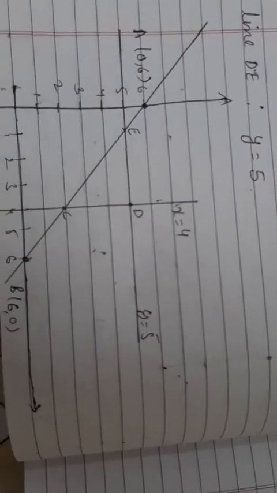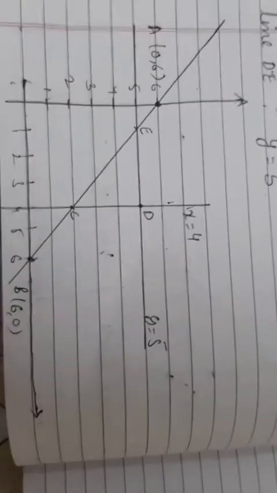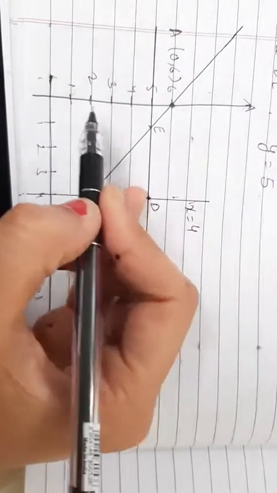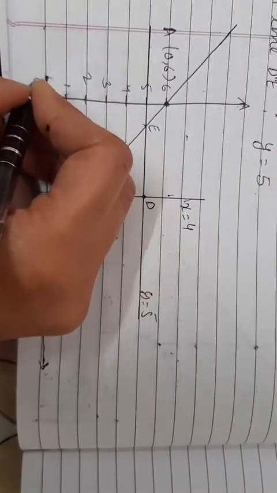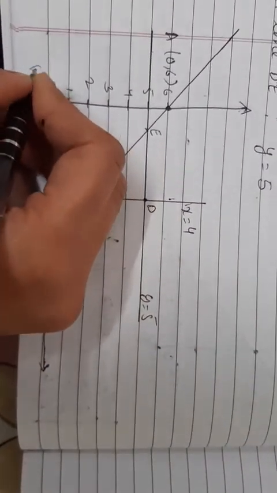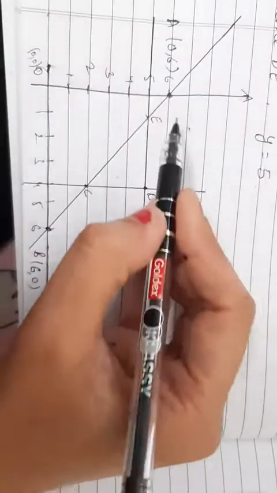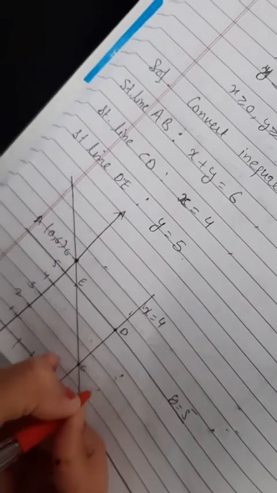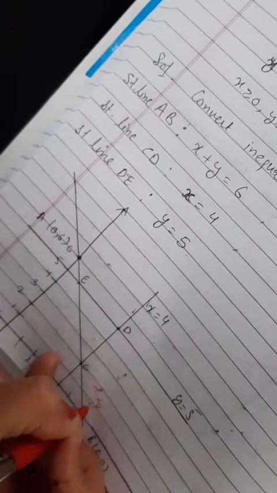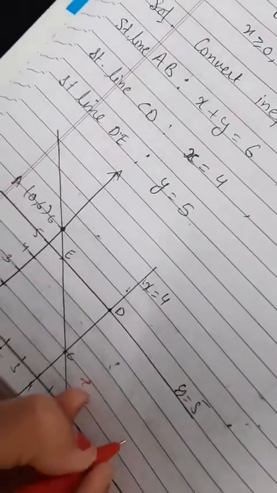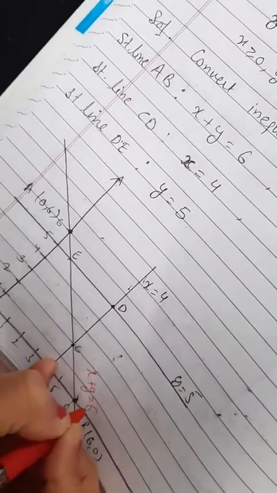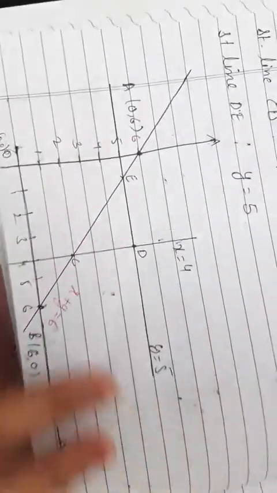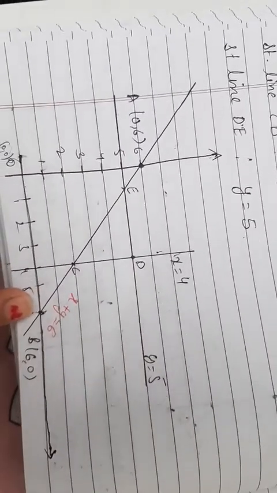You can see here, firstly I am plotting it. This is 0, 0. This is 0, 6. This is 6, 0. This is a straight line. The name of the straight line is x plus y equals to 6.